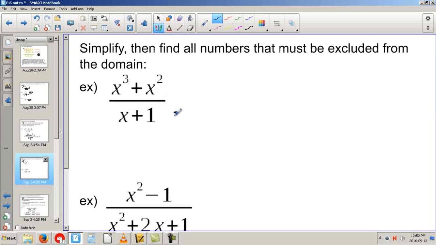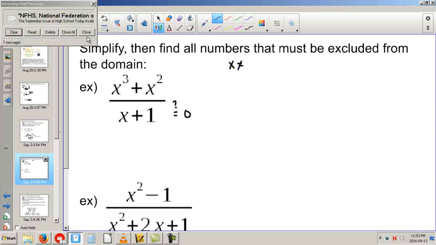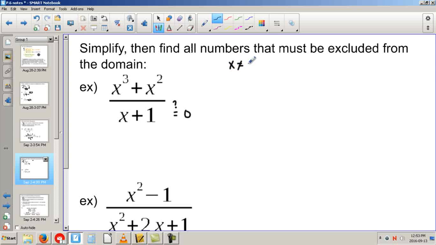And so right now, the first thing I want to do is ask the question, what would make the denominator 0? In this problem, it'd be -1. So x cannot equal -1 is my domain, okay? I am going to state that at the very beginning, because now I don't have to worry about it at the end. No matter what happens to this problem, if it simplifies or not, I know x cannot be -1, and nothing else will matter there, okay?